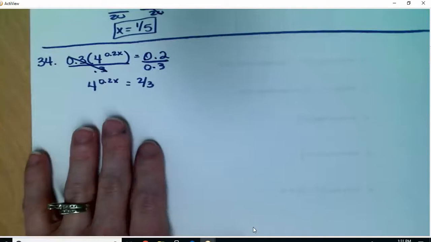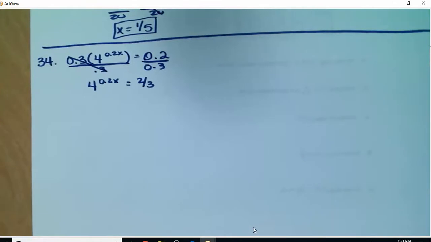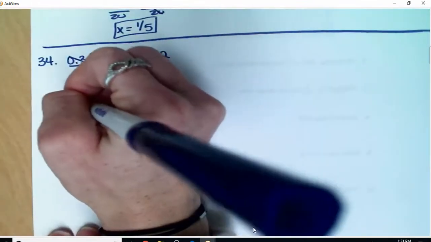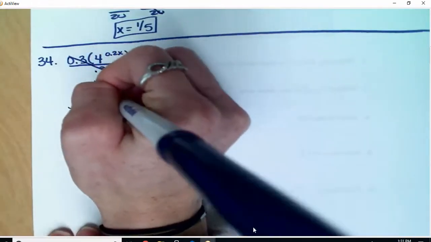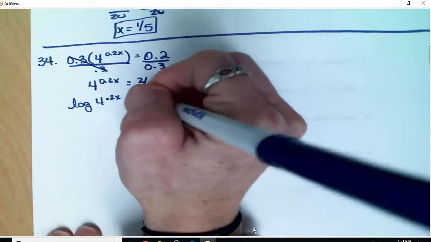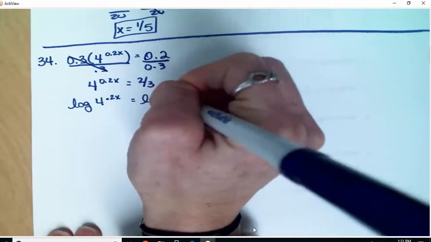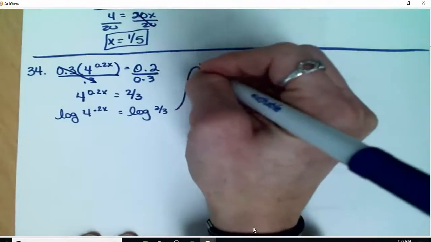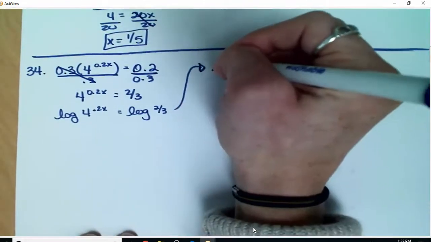Okay, we always check to see if we can get a common base. Like on problem 31, you were able to say 4 was equal to 2 to the second and just set your exponents equal. Can I get a common base here? So what do we do? You can add logs. And how does that help me? You can take the 0.2x out in front of the log. Properties of logs, those exponents come down.